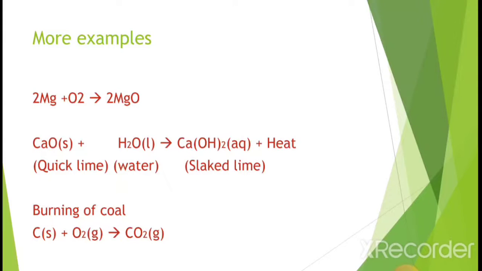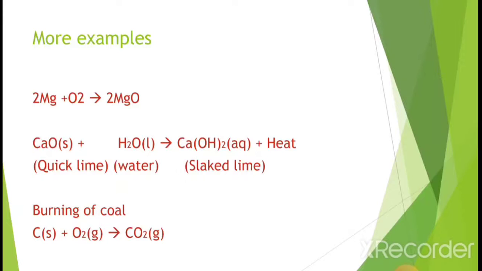So that is calcium oxide. We can also call it quicklime. This you have to remember because this is very important. Another name of calcium oxide is quicklime, and calcium hydroxide's other name is slaked lime. So that is very important.